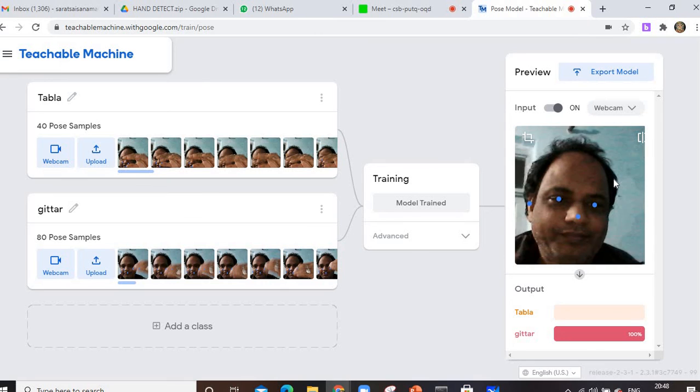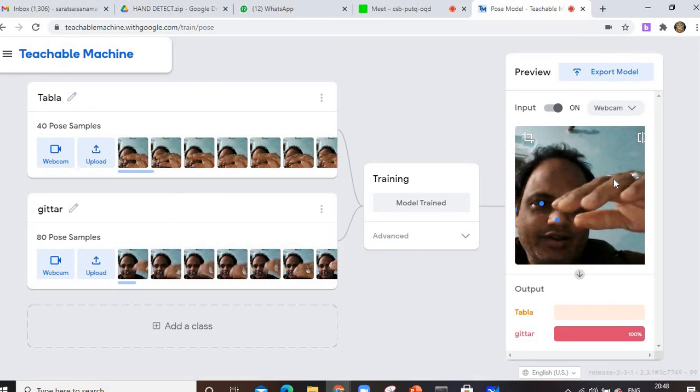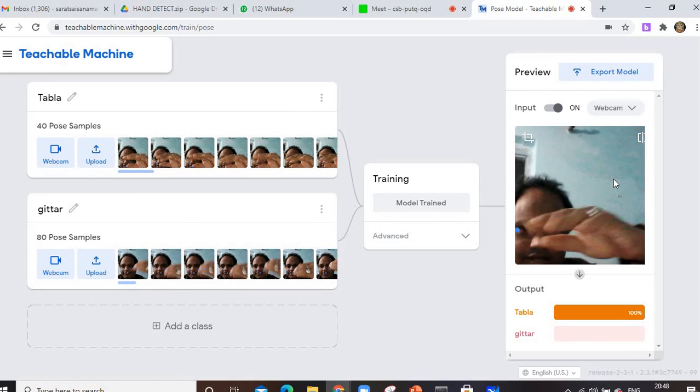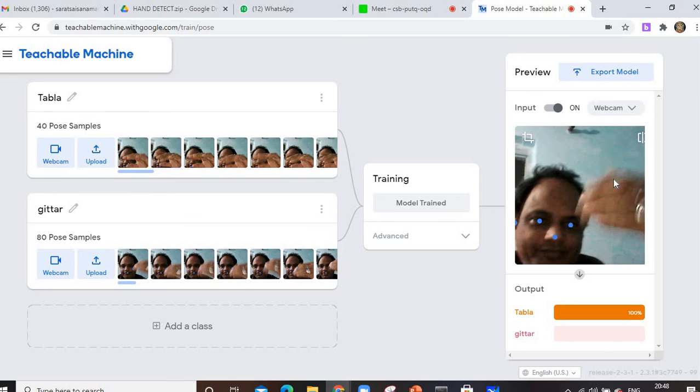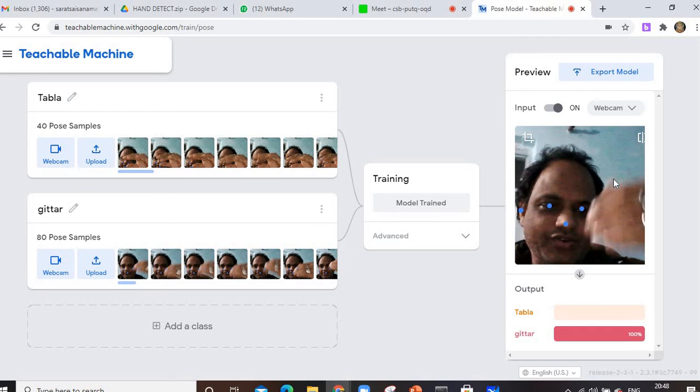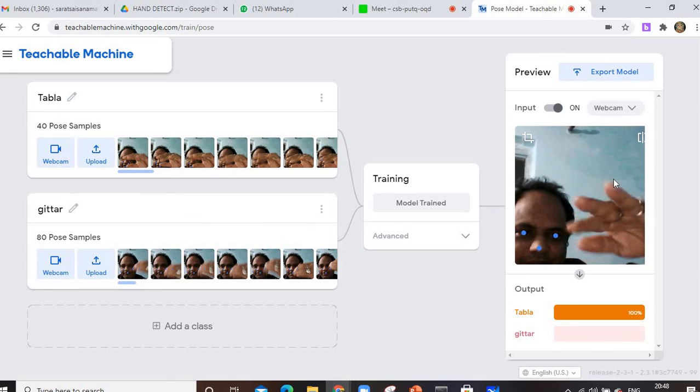So see, I'm playing this one. It's showing guitar. If I'm playing like this, it's not getting. Okay, see, it's showing tabla 100%, correct? When I try a movement this way, it's showing the guitar 100%. And when I play my hand this way, it is showing tabla, right? Correctly, it is getting the posture positions and classifying correctly.